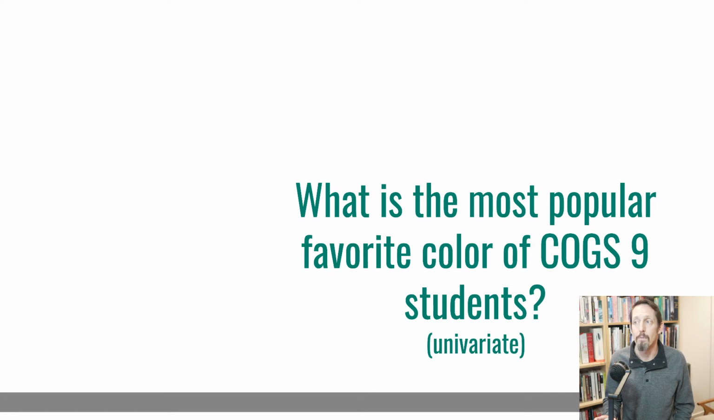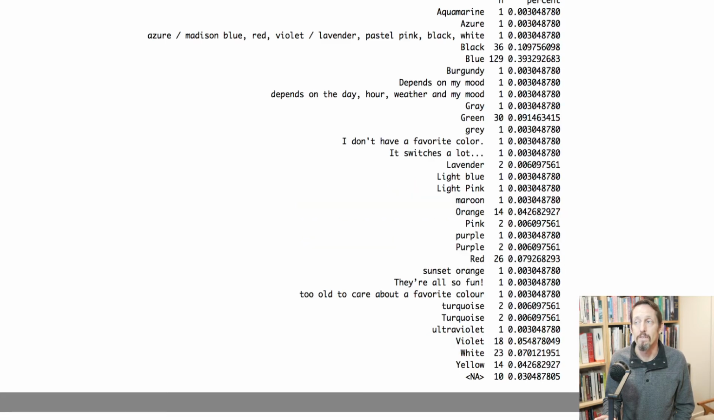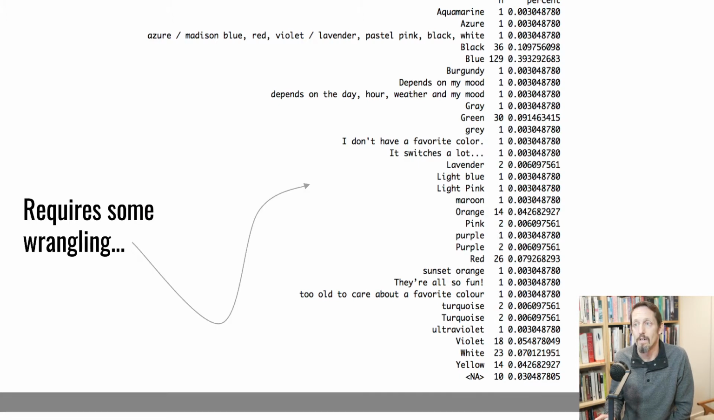The most popular favorite color? Well, the numbers look like this. This just goes to show that data cleaning is most of what data scientists do, right? I mean, how do you deal with free-form responses like this? Well, you have to do some sort of cleanup of the situation. You have to wrangle this. You have to figure out how to turn this into something useful.